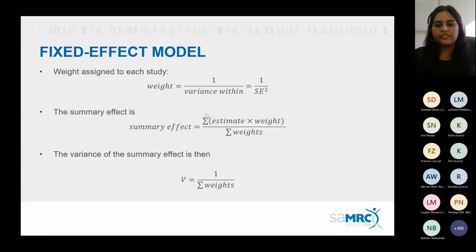And this is because we assume that the only reason the observed effects differ is because of sample size and precision. So studies with a smaller sample can largely be ignored since we are getting better information from a larger study about the same true effect size. So the most important thing to know about the fixed effects model is that the weights are assigned with the aim of minimizing only the within study variance.